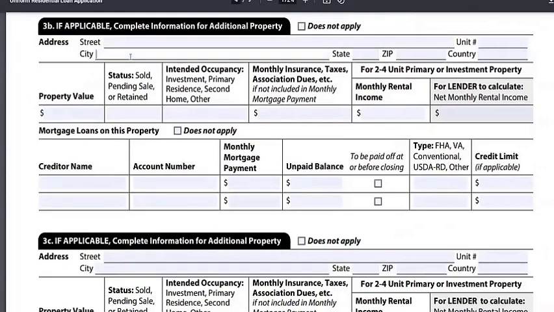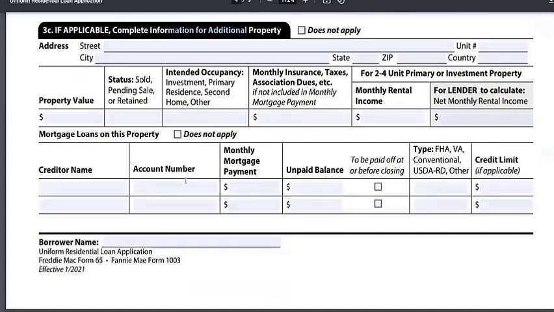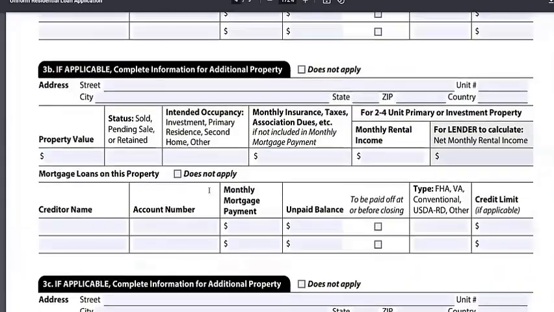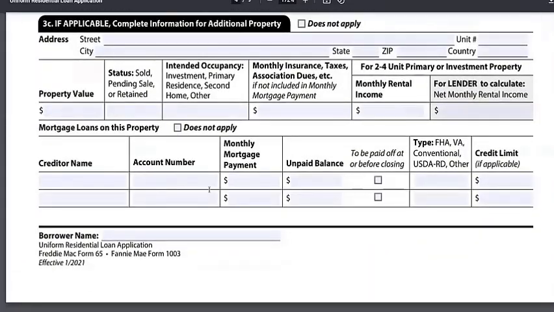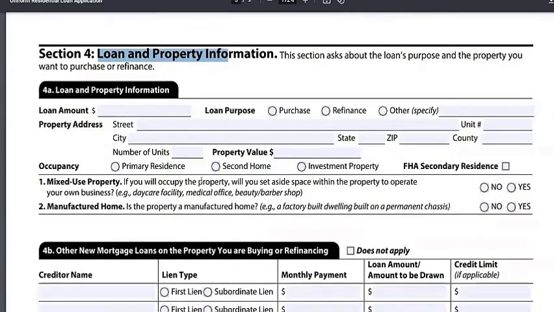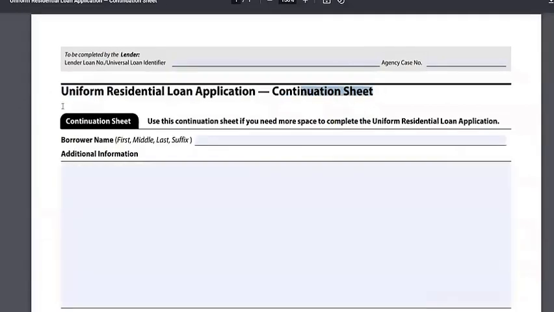If they have more properties, they could be written here. Similar information, section wise or line wise, is going to tell us, and we will get most of the information. 3C, if applicable, complete the additional property. And then Section 4. So three properties could be disclosed in this form, and if someone has more than three properties that need to be disclosed in real estate owned, they need to disclose it in the additional continuation sheet.